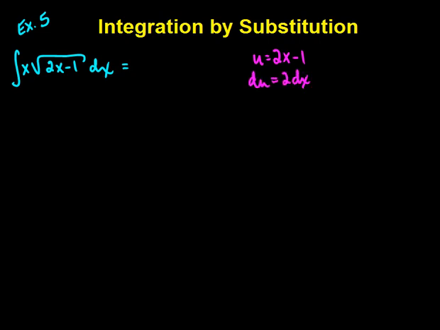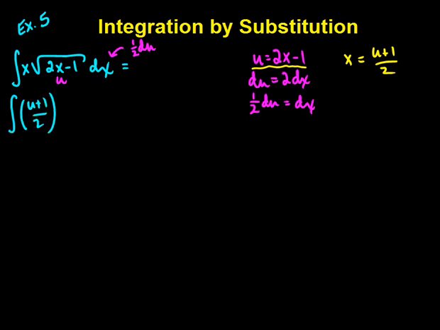Now we don't have a 2 dx in the original, so we're going to divide by 2 to end up with 1/2 du is equal to dx. So the 1/2 du is going to swap out for the dx, u for the 2x minus 1. Now we still have that x on the outside, and the way we're going to get rid of that is by solving the original expression u equals 2x minus 1 for x instead of for u. And when we do that, we get x is equal to (u plus 1) over 2.